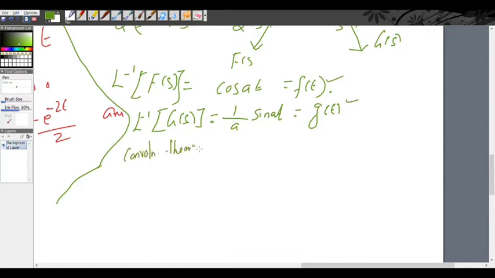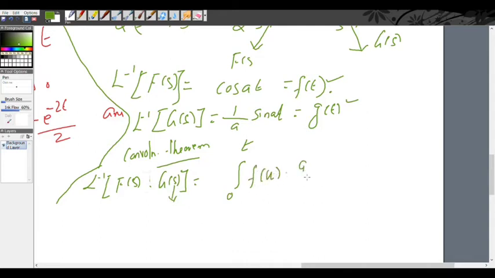Convolution theorem says L inverse of f of s into g of s is equal to, what is the convolution formula? I am just applying the convolution formula: integral from 0 to t, where the original variable is replaced by a dummy variable, f of u into g of (t minus u) du. I hope you remember these things.